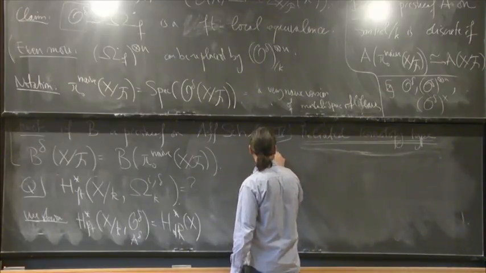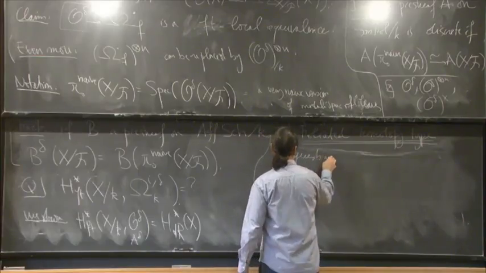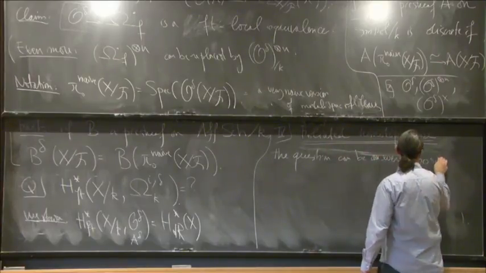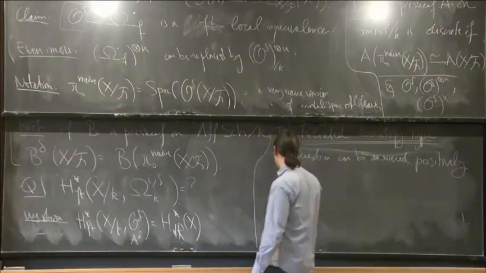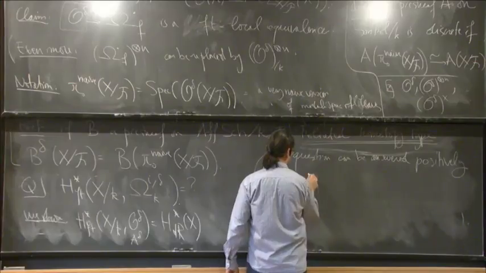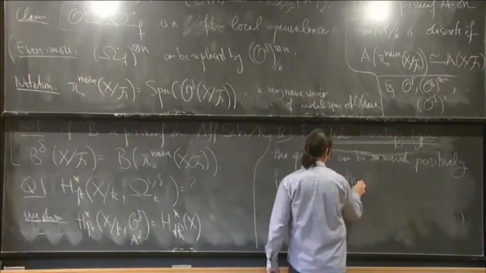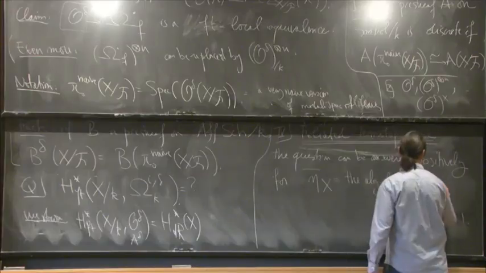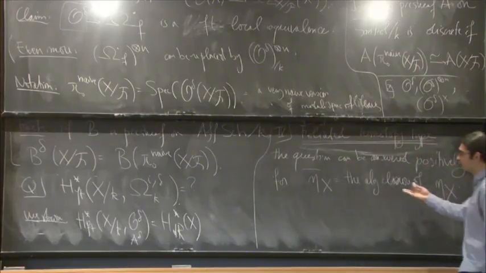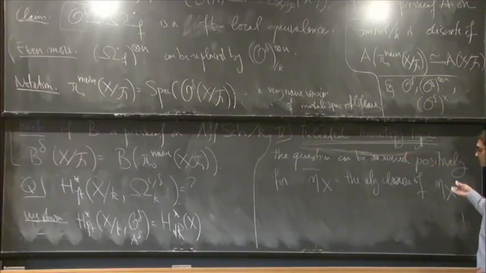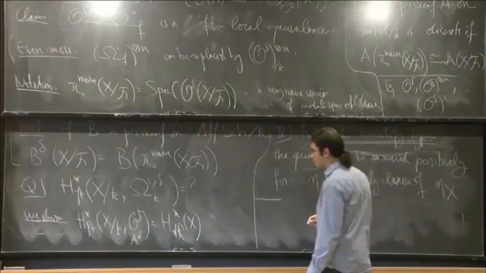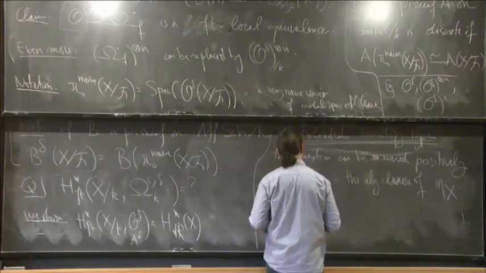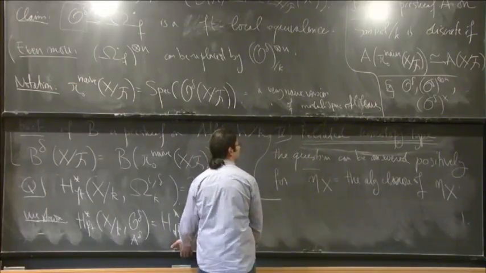Okay, maybe I should say here: the question can be answered positively if, for what I call eta x bar, the algebraic closure of the generic point of x... Of course, it's not an algebraic variety, but it's something which is very close to an algebraic variety. So I want to explain this, and this will lead me to the topic of the homotopy type. Maybe I take some place and make a definition.